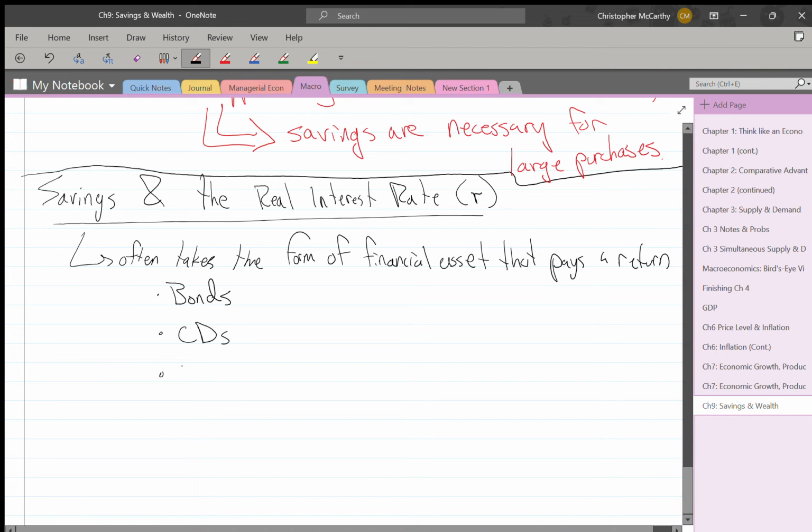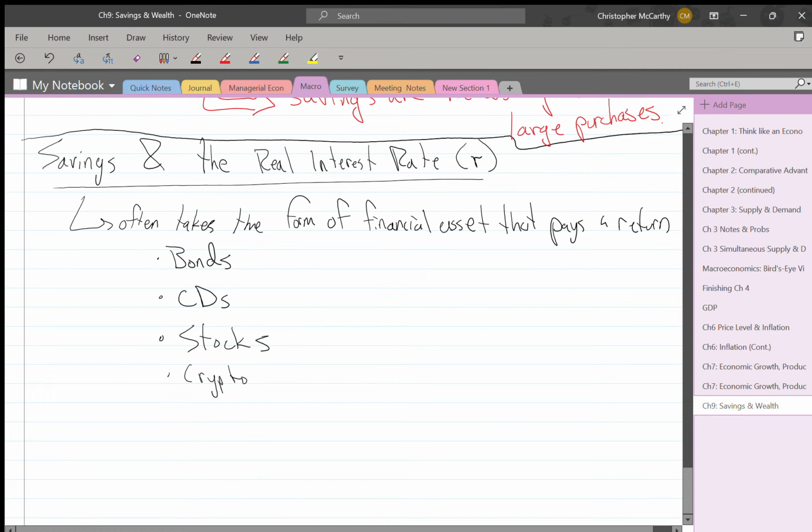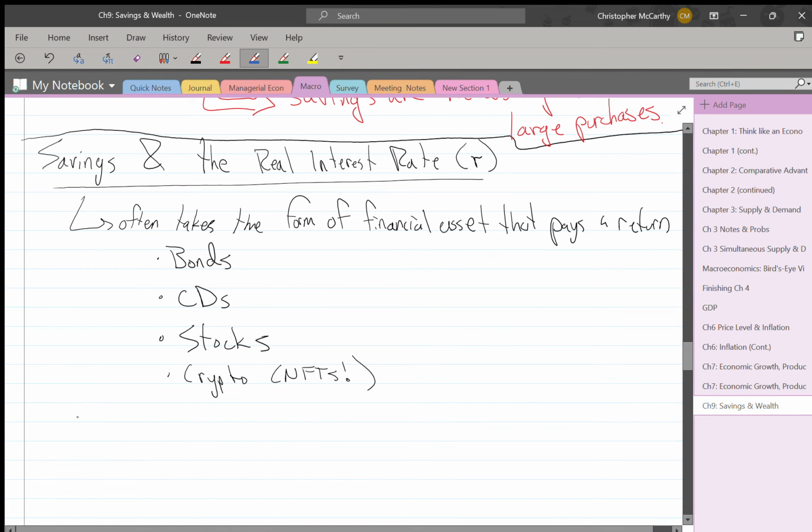And then, of course, we have stonks. And now we have crypto, digital currencies, digital assets, NFTs. So when we talk about how much do these things actually return, we're not going to talk about the nominal interest rate. We're going to talk about the real interest rate.